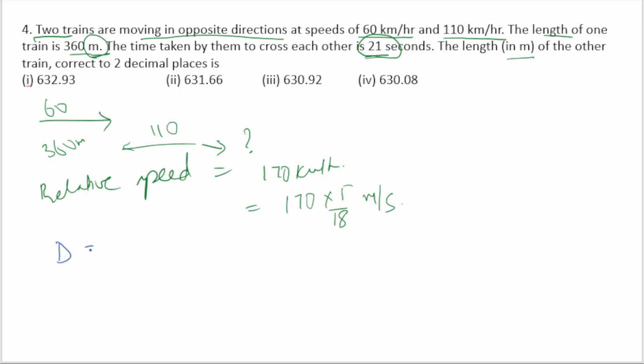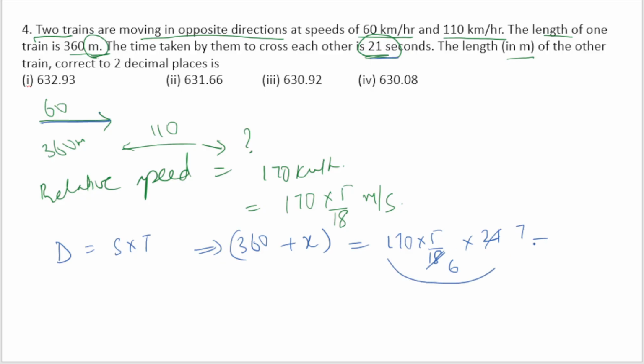Here distance is equal to speed into time. What is the total length of both the trains? The first train length is 360 meters and we will assume the second train length is x meters. So total length is equal to relative speed, 170 into 5 by 18, into time, 21 seconds. Here 3 into 6, 3 into 7. If you multiply this, we get 170 into 5 is 850 into 7 divided by 6.